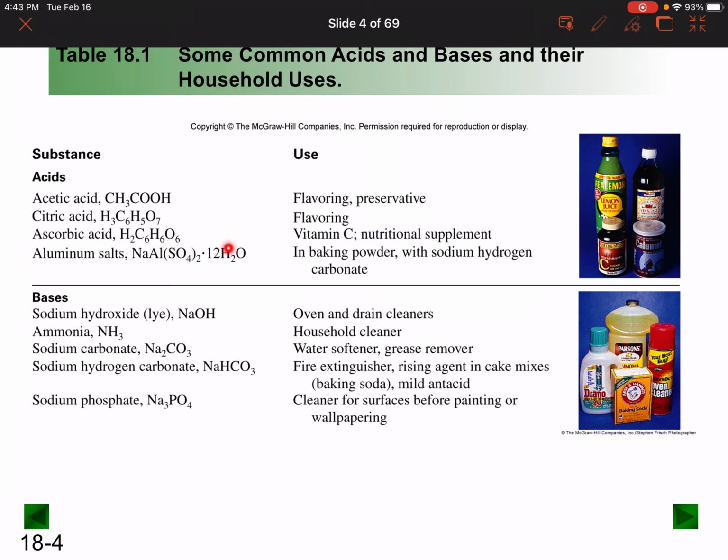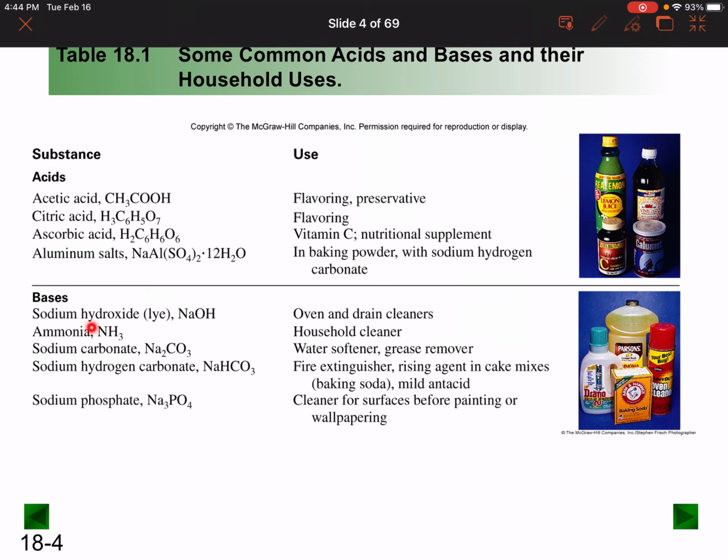Vitamin C is basically ascorbic acid. You find it in nutritional supplements too. And also you find it in fruits, oranges, ascorbic acid, right? And then the aluminum salt, sodium aluminum sulfate, 12 water molecules. You find it in baking powder with sodium hydrogen carbonate. So those are some of the acids.